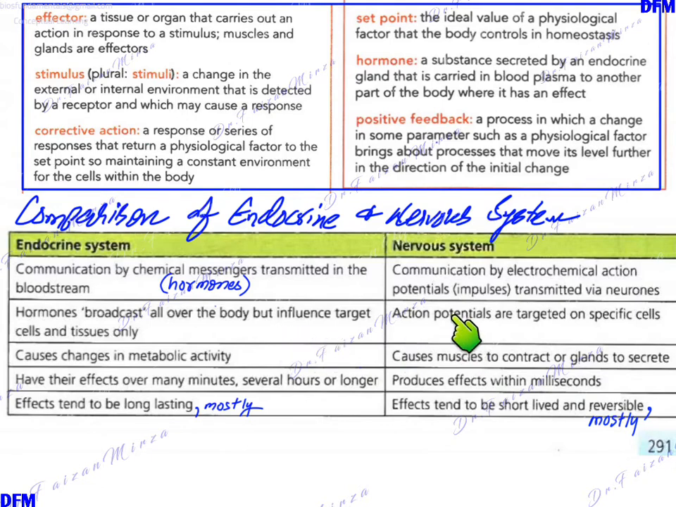Whereas action potentials, the impulses in the neurons, are targeted to specific cells, which will always be either a gland that would start to secrete something or a muscle that would end up contracting upon stimulation from the nervous system. The endocrine system, in most cases, brings about a metabolic change in the effector organ or the cell. The effects of endocrine coordination can range from many minutes to several hours or even longer. These effects tend to be mostly long-lasting, but not always.